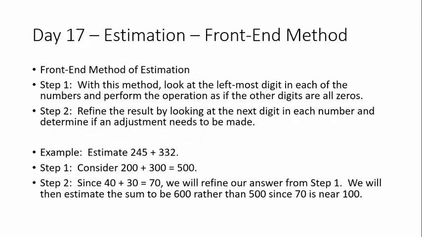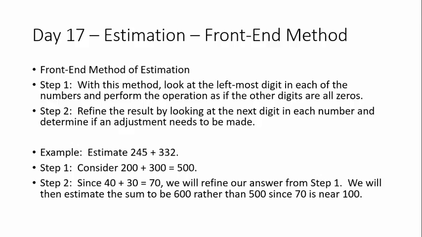We will look at one method of estimation. This is referred to as the front-end method. With this method, we look only at the leftmost digit. Let's look at the steps. Step 1. Look at the leftmost digit in each of the numbers and perform the operation as if the other digits are all zeros. Step 2. Refine the result by looking at the next digit in each number and determine if an adjustment needs to be made. Let's look at an example.